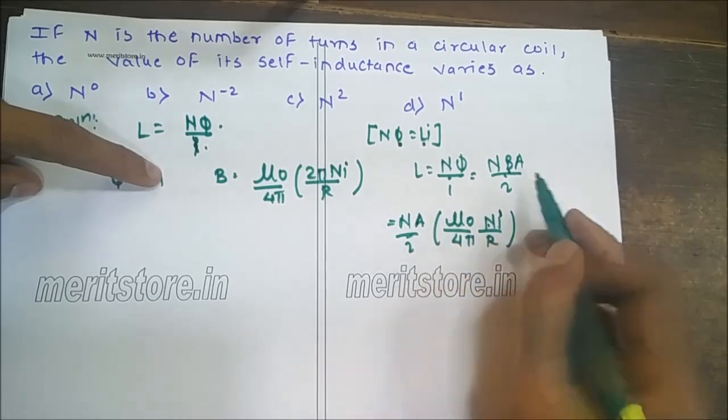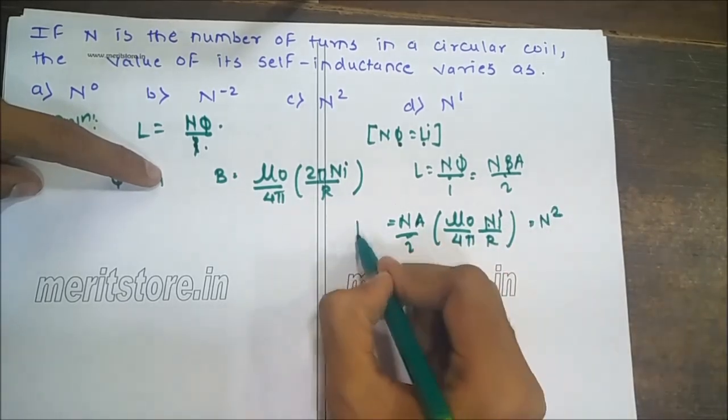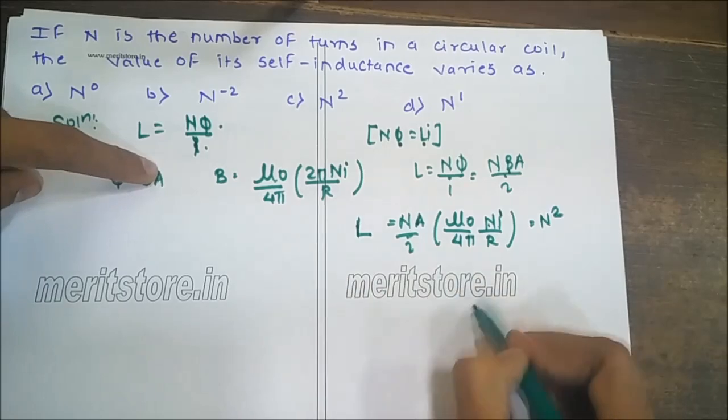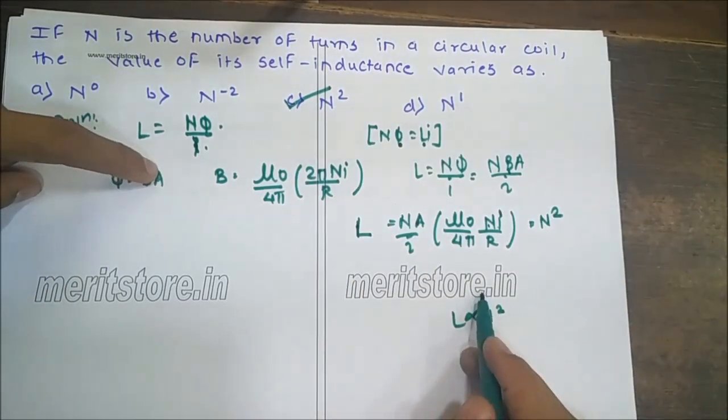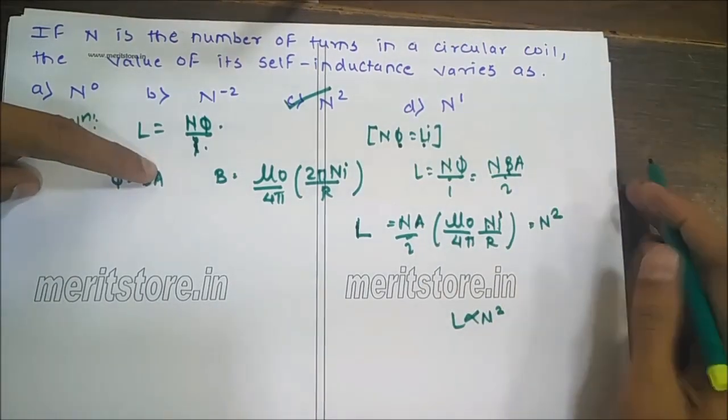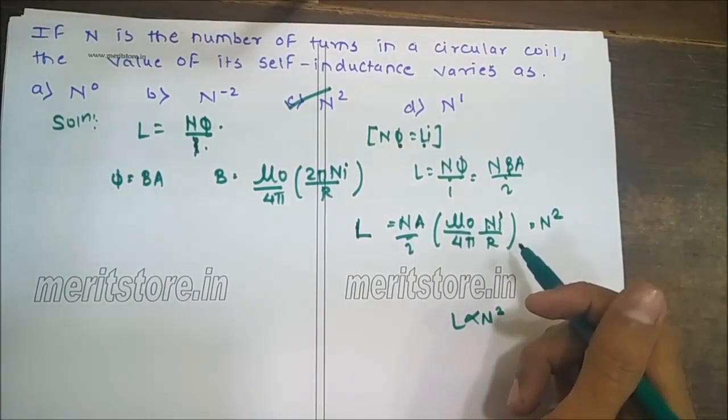So this is n, this is n, so in total it becomes n square, and we are finding L. So L is directly proportional to n square. That is the relation of the self inductance with respect to the number of turns in a circular coil.